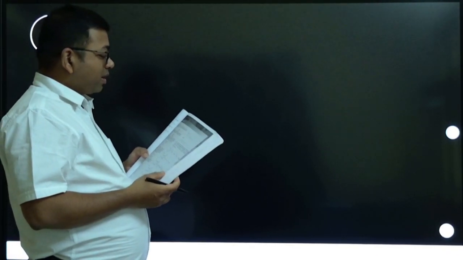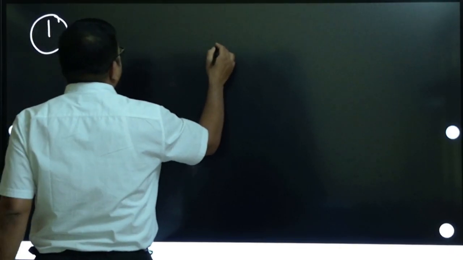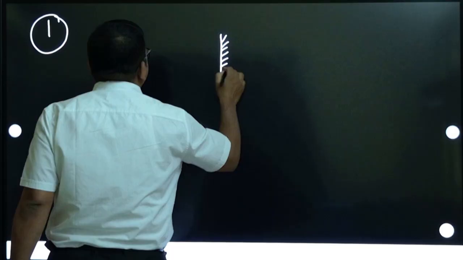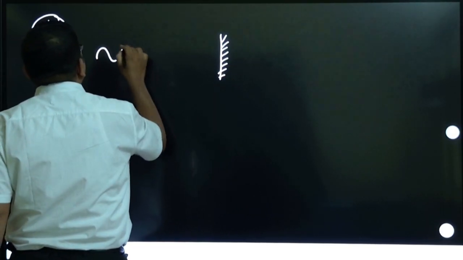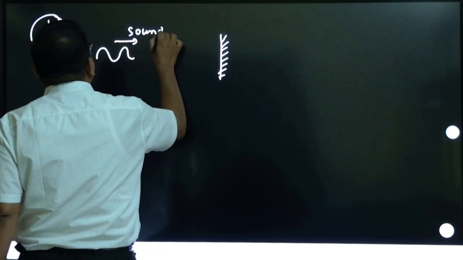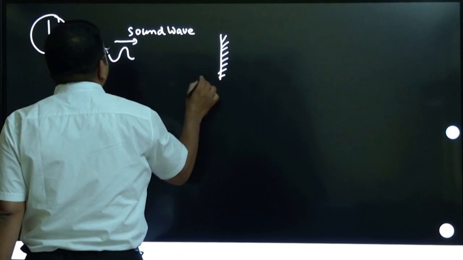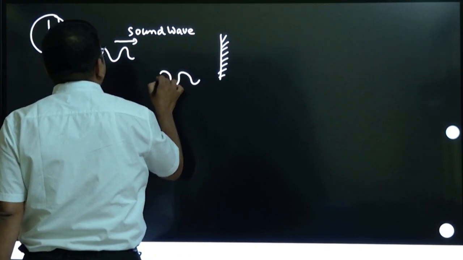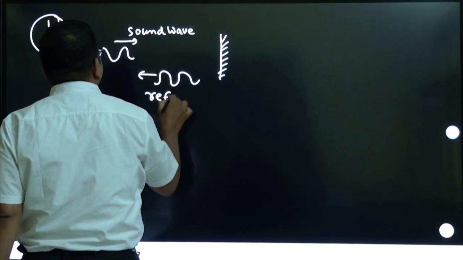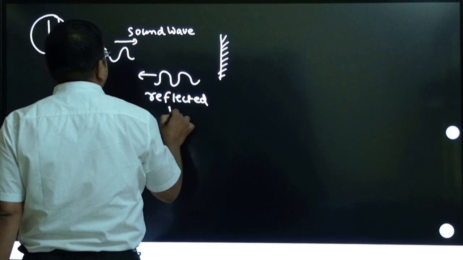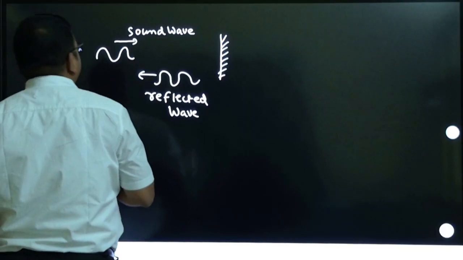Question number 1. When a sound wave is reflecting from a wall, the phase difference between reflected and incident pressure wave is. So, suppose that this is a wall and here this is a sound wave. It will go and it will reflect. After it is reflected, it will be coming like this. This is reflected. Okay, this is incident.